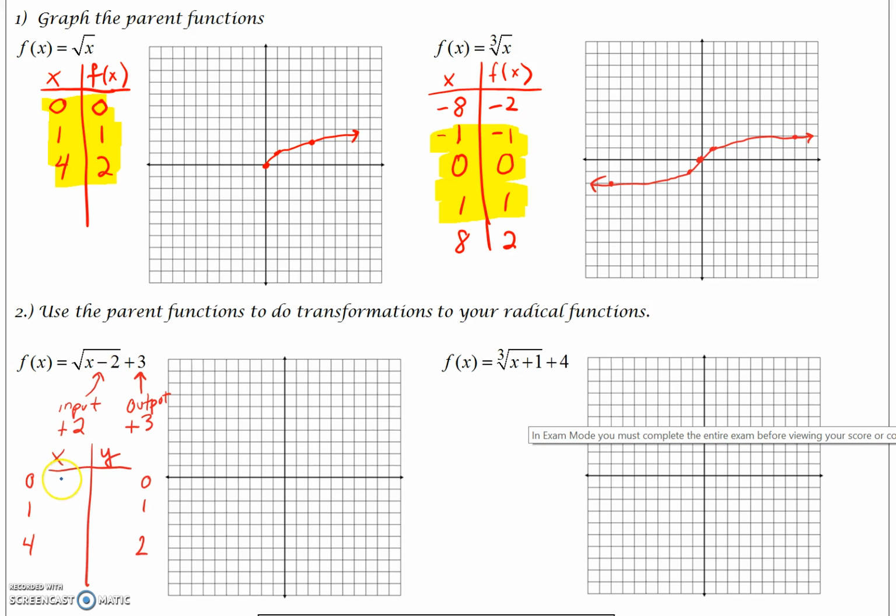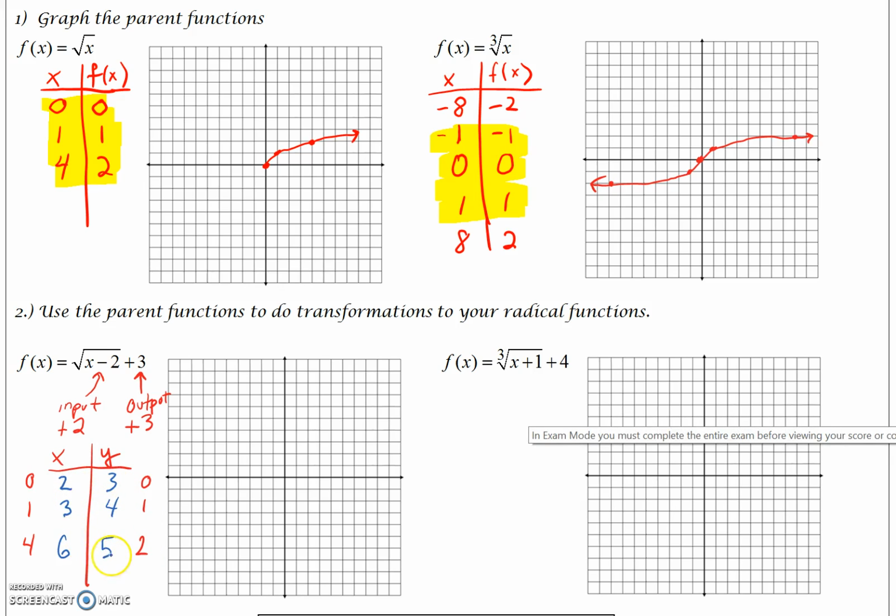values. So I'm going to take 0, I'm going to add 2 to it to get 2. I'm going to take 1, I'm going to add 2 to it to get 3. I'm going to take 4, and I'm going to add 2 to it to get 6. Now for my output, I'm going to add 3. So my former output values, 0, I'm going to add 3 to. I'm going to add 3 to 1 and get 4. I'm going to add 3 to 2 to get 5.